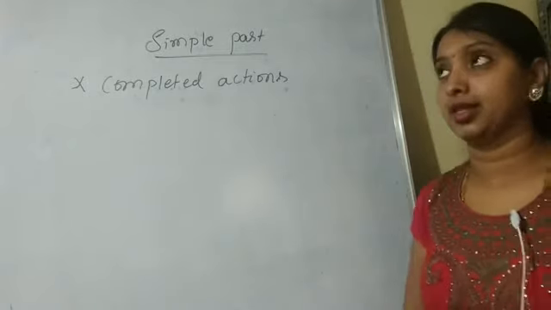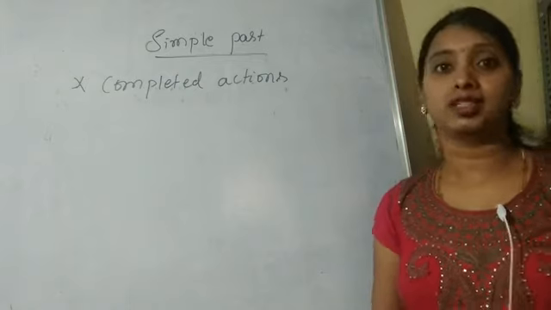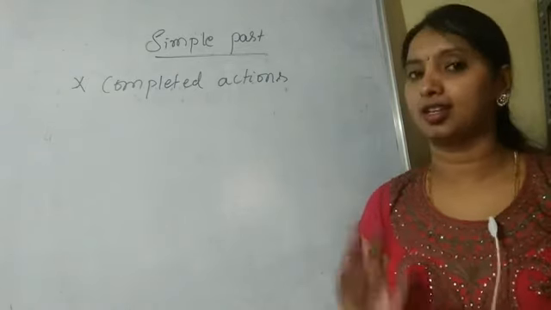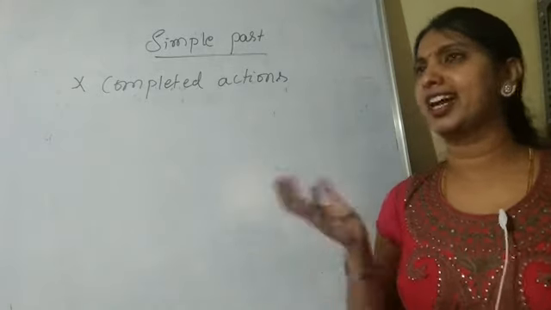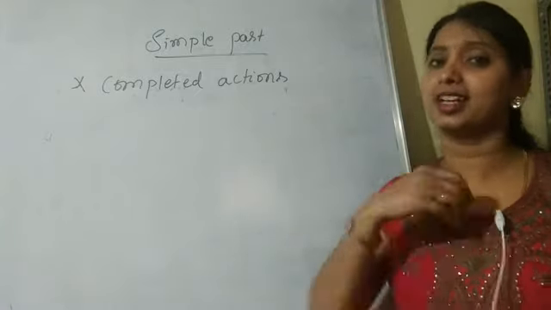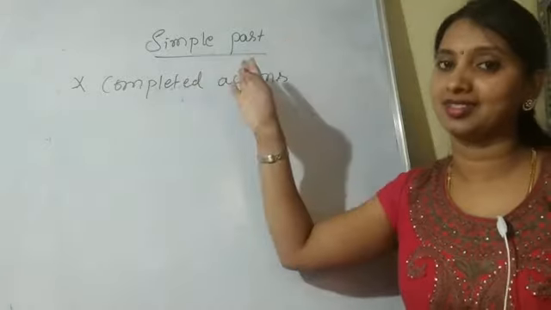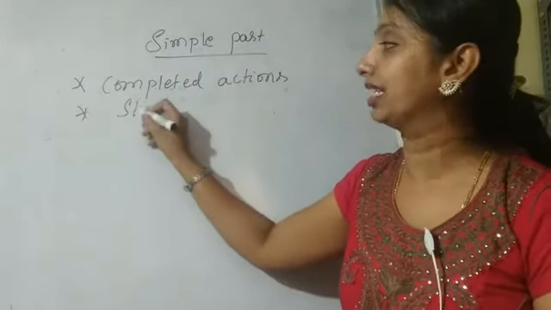What did you do yesterday? Yesterday, I went to a party. In that party, I ate a cake. I met my friends. I enjoyed. I danced. I sang. All these things I did yesterday. I completed it. So, this is for simple past tense. And the other one is to speak about state of being.